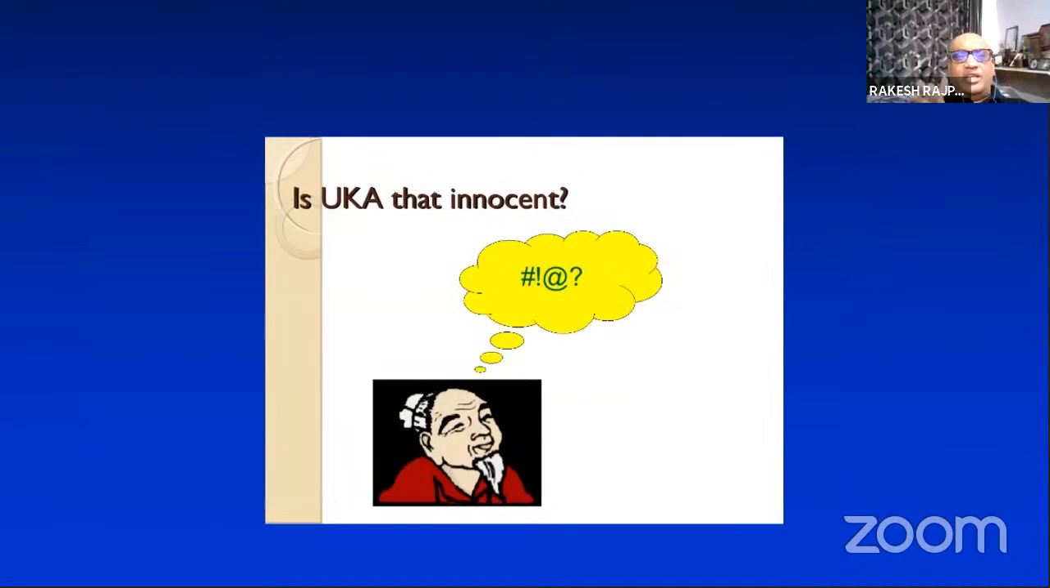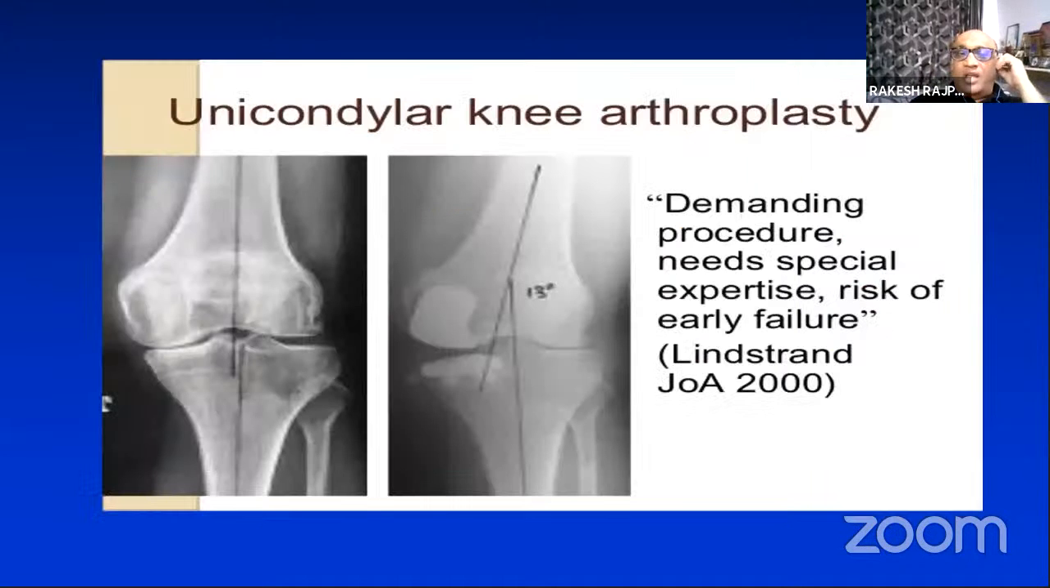The question is, is unicompartmental arthroplasty so innocent that we start promoting it to everybody? And the answer is no. Lindstrand, in his 2000 paper, very clearly said as a bottom line that it is a demanding procedure and needs special expertise. To such an extent that the Oxford people were led to rethink, and they came up with criteria on who should be doing UKA. They said you need to ultimately aim towards 20 to 25% of your knee arthroplasty practice being unicompartmental replacement, and you should be doing a minimum of 20 in a year. Below that, your results are going to be compromised.